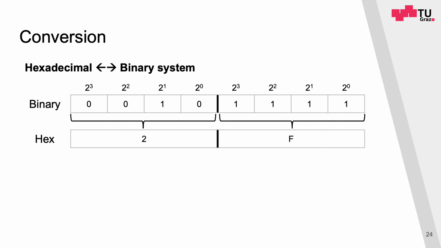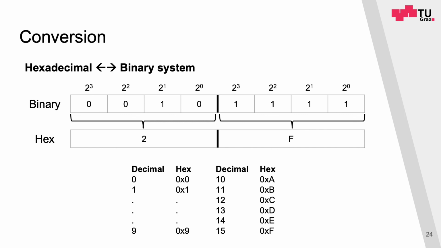So if we take the right 4 bits, we have 4 ones. And this is basically the maximum value. So 4 ones is equal to the value 15, and the value 15 is F in hexadecimal. If we look at the next 4 bits at the left hand side, you see this is the binary value 2. This is the decimal value 2, and the decimal value 2 is equal to the hexadecimal value 2. So we can convert each 4 bits into a single hexadecimal number.